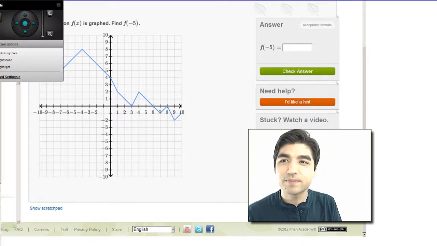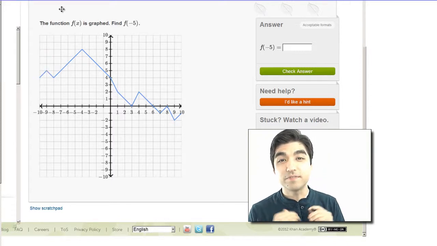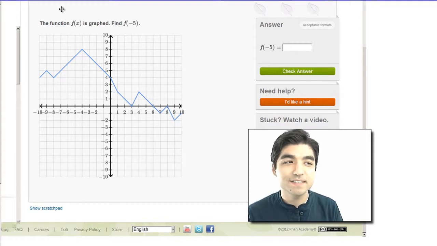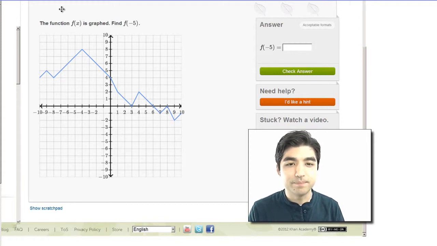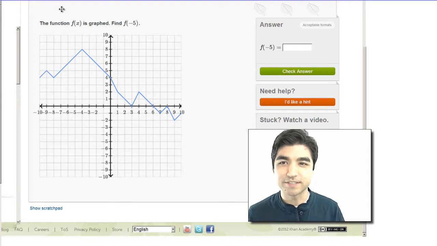Okay, so for this one, we need to learn something called function notation. Now, this is how the big leagues write equations.